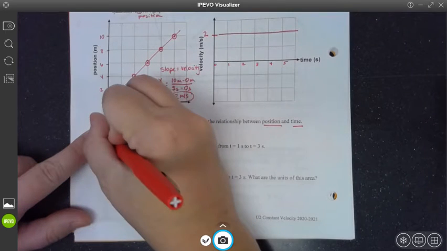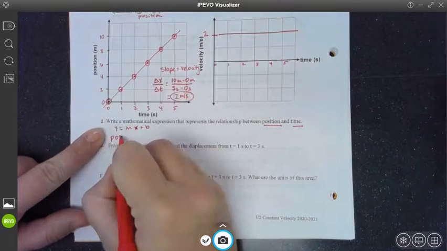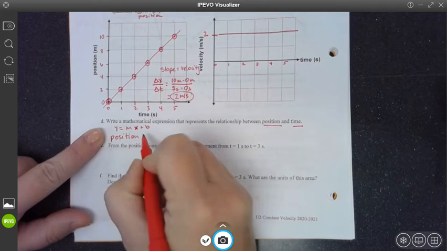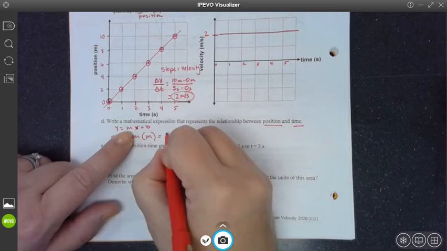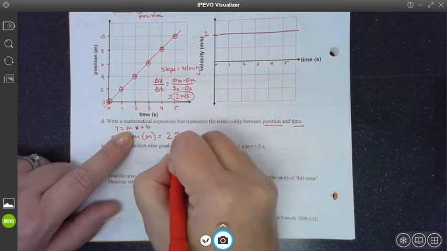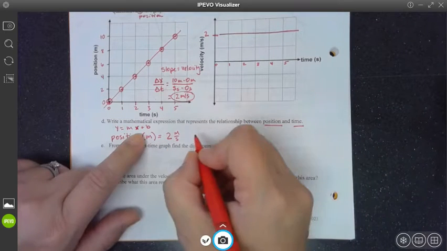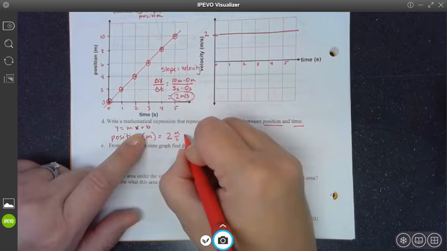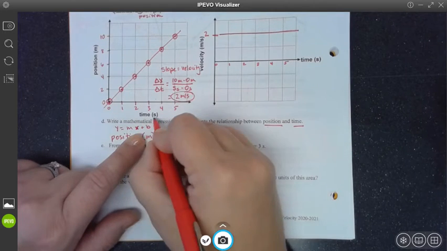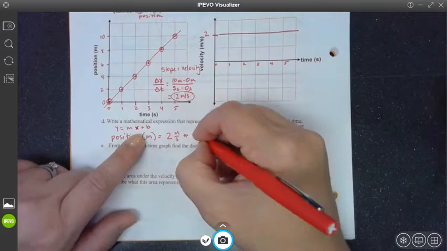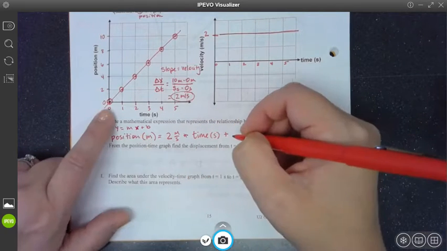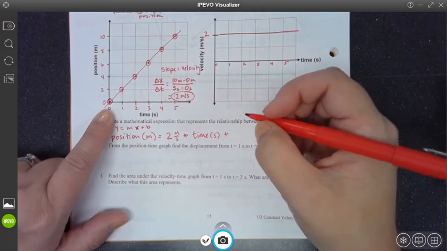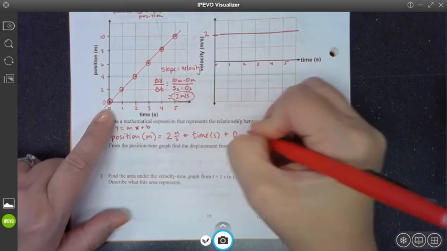So y is going to be our position. Our units for the position are meters, equals the slope of our line, which was 2 meters per second, times our x variable down here on our x-axis. So it's going to be times time, measured in seconds, plus our intercept, which here is 0.